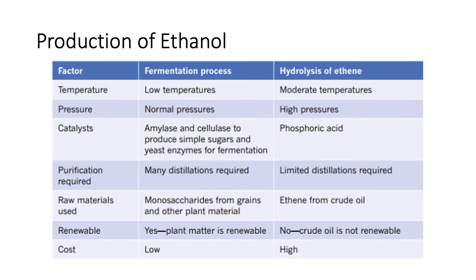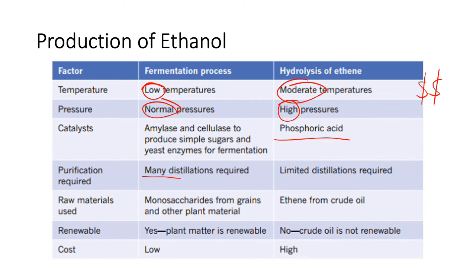This is just comparing the processes of production of ethanol. For the temperature, you use low temperature versus a high temperature, and normal pressure versus high pressure, which saves money, so you don't have to spend so much. Catalysts: it's amylase and cellulase, but effectively it's the enzymes within the yeast that do the work, whereas you have the phosphoric acid there.